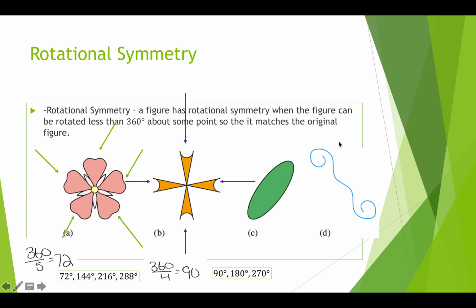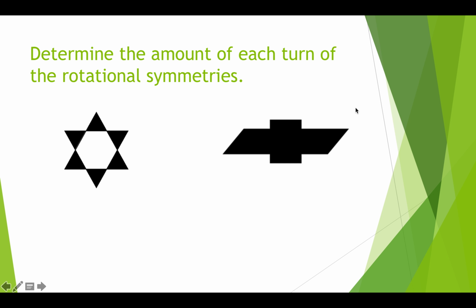It's a little bit harder to see the parts for C and D. That's because you just have your top part and your bottom part. So we say it just has 180 rotational symmetry. That's because there's 1, 2 parts. So 360 divided by 2 is 180. And the same thing for D. I've got 1 part and 2 parts. So 360 divided by 2 is 180.